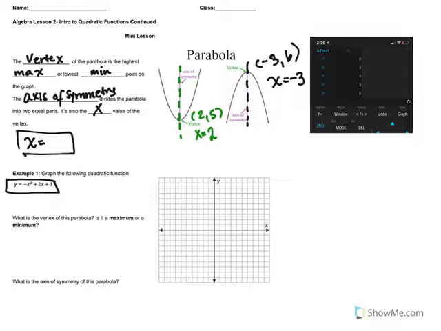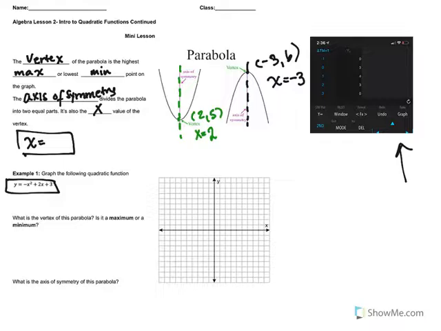So first what we're going to do is look at our table and look for our vertex. We always want to start by graphing our vertex. So if I scroll up and down my table over here, I'm looking to see, as I showed you yesterday, at what point do my y values start to repeat? At what point do I start to get the same y values back again?